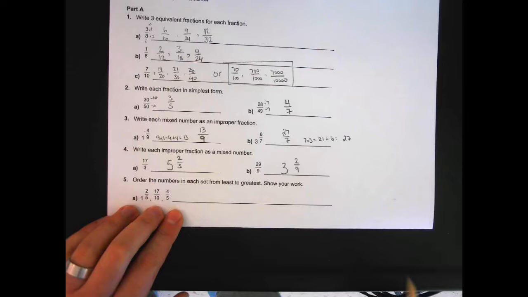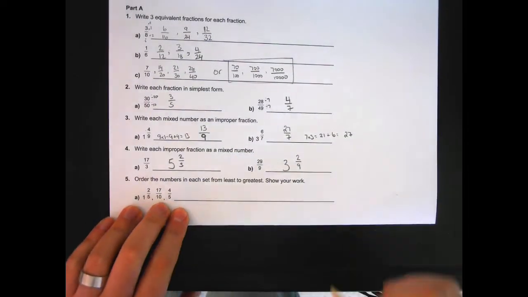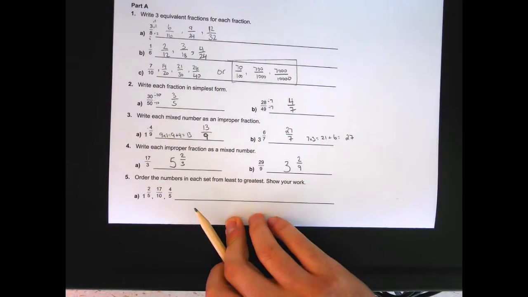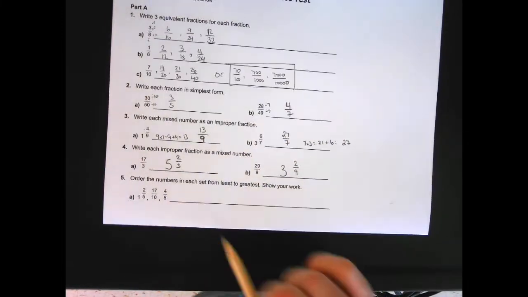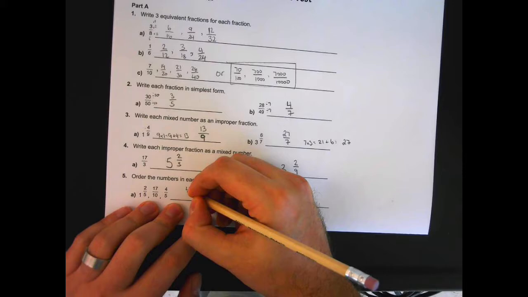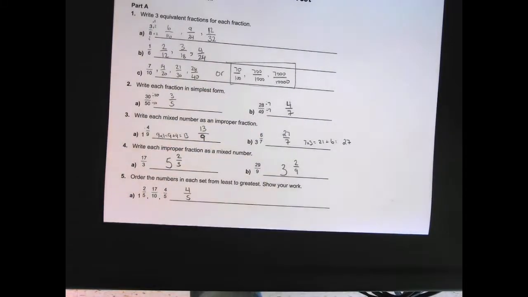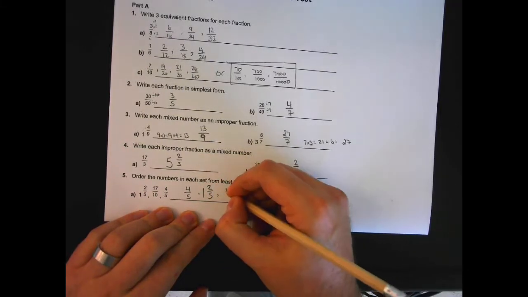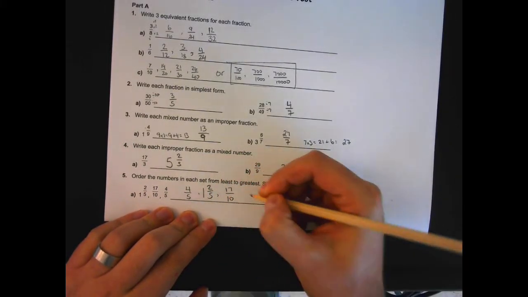Order the numbers in each set from least to greatest, show your work. So, which number goes first in 5a? Which is the smallest number? 4 over 5. What's the next number in line? 1 whole and 2 fifths. Which leaves 17 tenths as the last one.